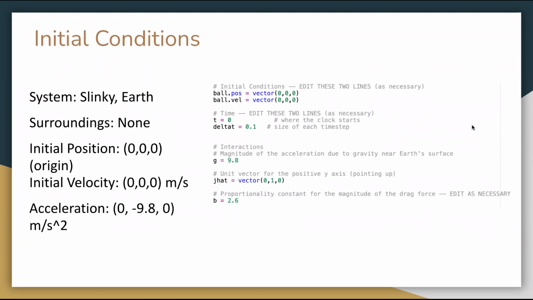Initial conditions. Our initial position for the Slinky was at the origin, set at 0, 0, 0 meters, and the initial velocity was also 0 meters per second because it starts from rest, and acceleration was only gravity, negative 9.8 meters per second squared. The system we included was the Slinky and the Earth, and none for the surroundings.